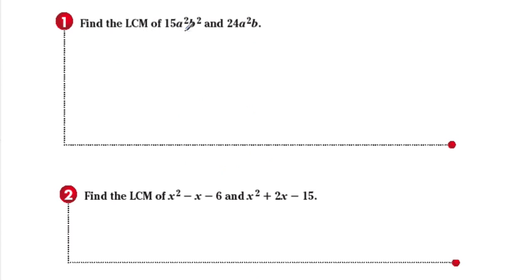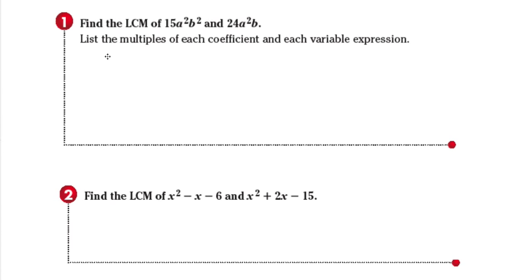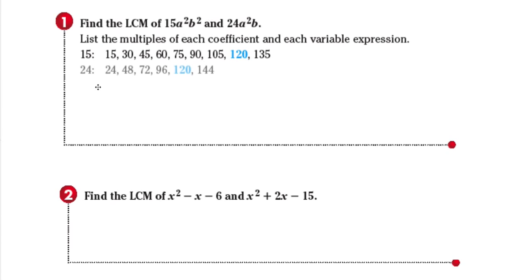You want to find the LCM of 15a squared b squared and 24a squared b. Okay? So, list the factors. List the multiples of each coefficient and each variable expression. And here we go, 15. These are the multiples of 15. These are the multiples of 24. Okay, and if you notice, 120 is your least common multiple there. These are multiples of a squared, multiples of b squared, and multiples of b.